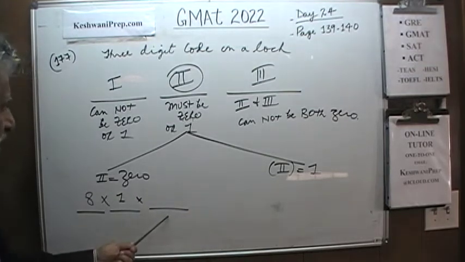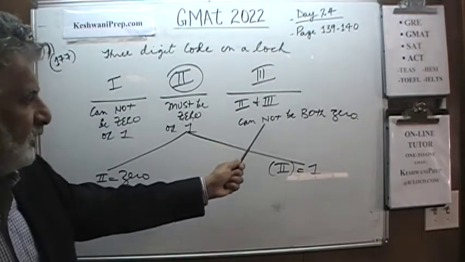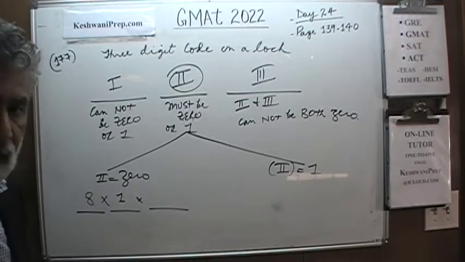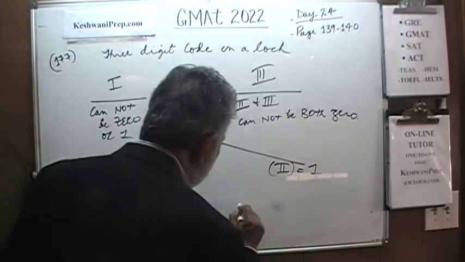The last digit, we are told, has to be such that the second and third digit cannot be both zeros. Well, the second digit is not zero. Since the second digit is not zero, it's okay for this digit to be zero. So it can be anything from 0 to 9. We have 10 possibilities. Now we go to this part.